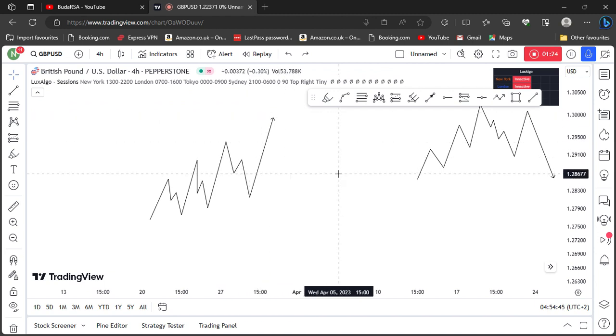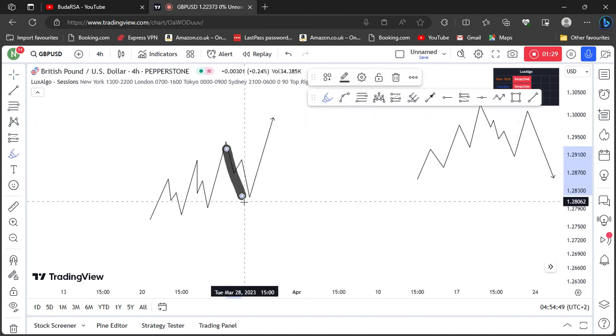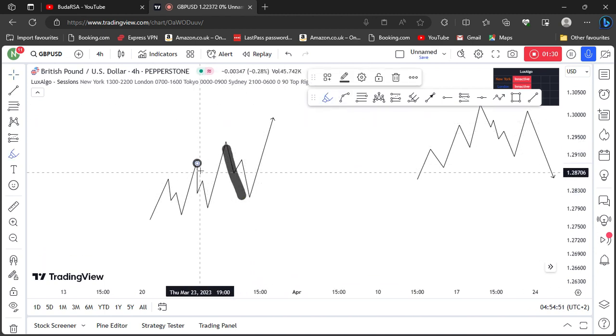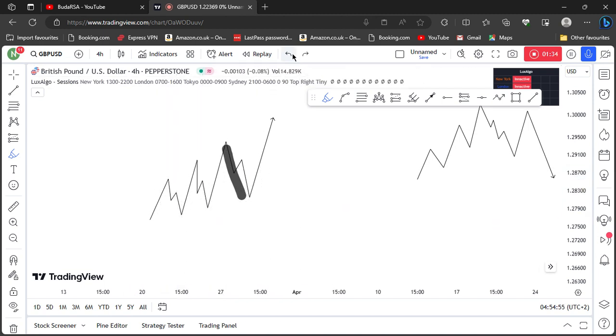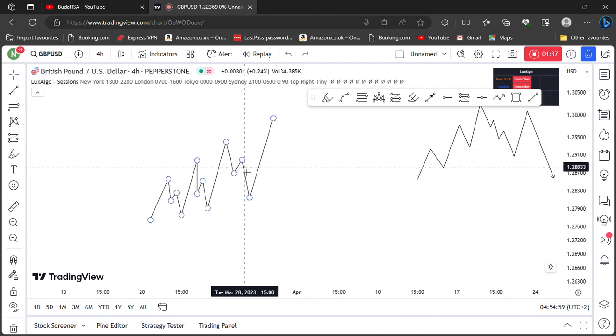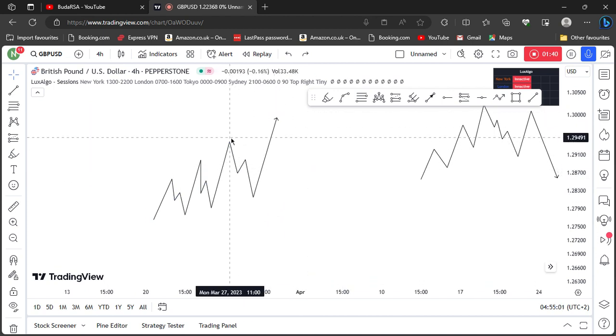So what do you do, guys? You see here, each and every time the price comes for a retest, it leaves some kind of liquidity. I'll show you guys where the liquidity is. When the price comes for a retest, it leaves some liquidity.